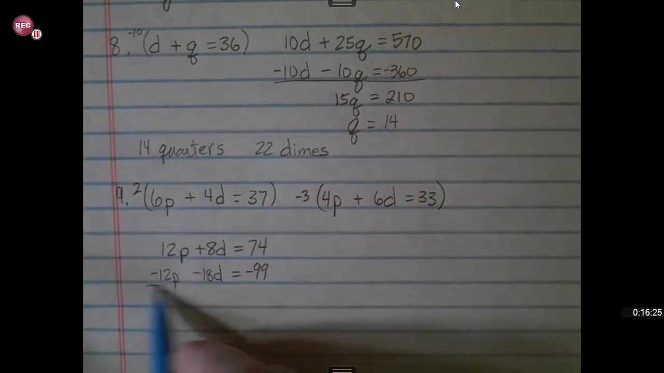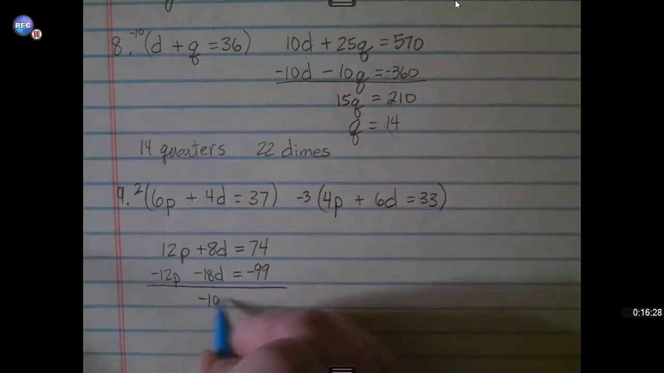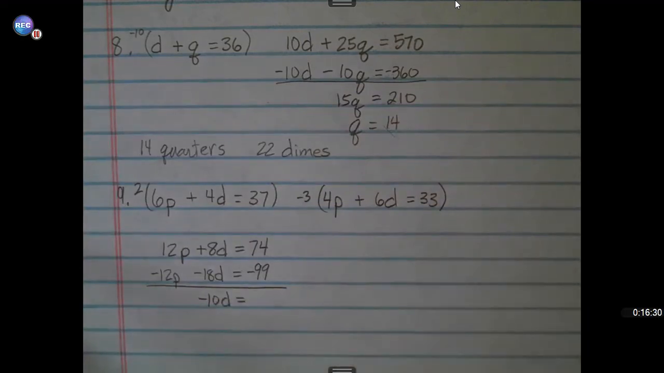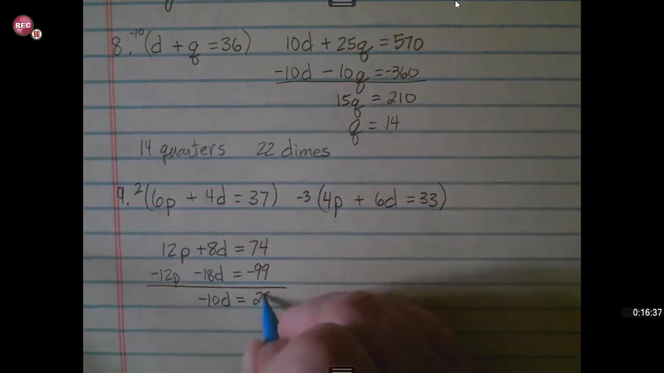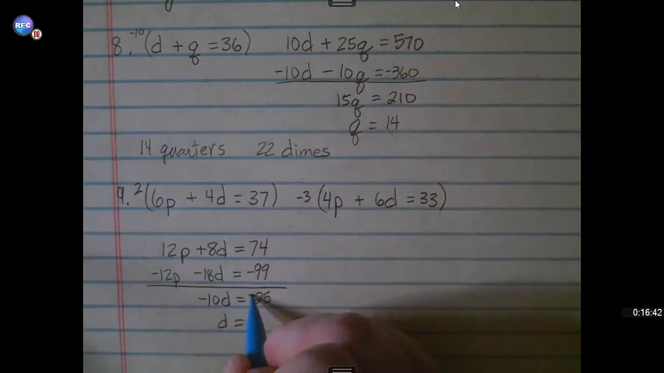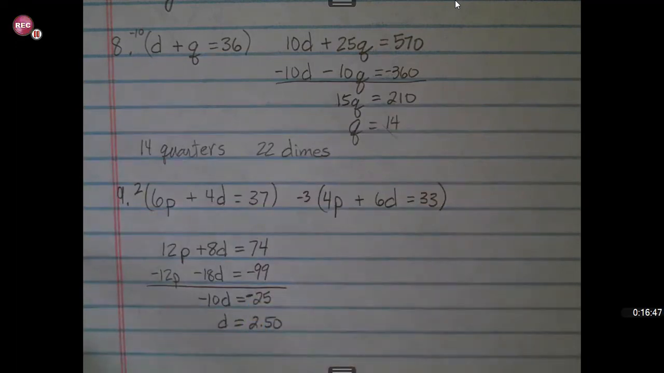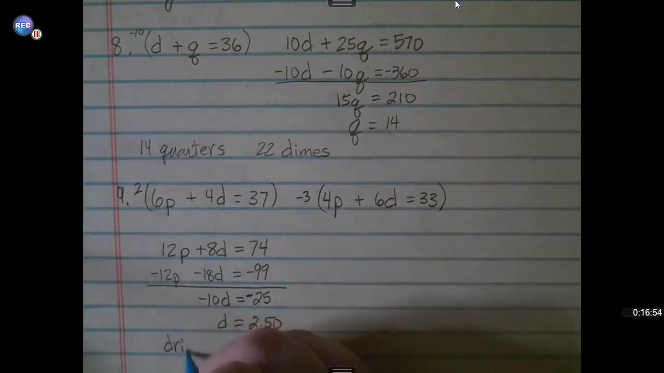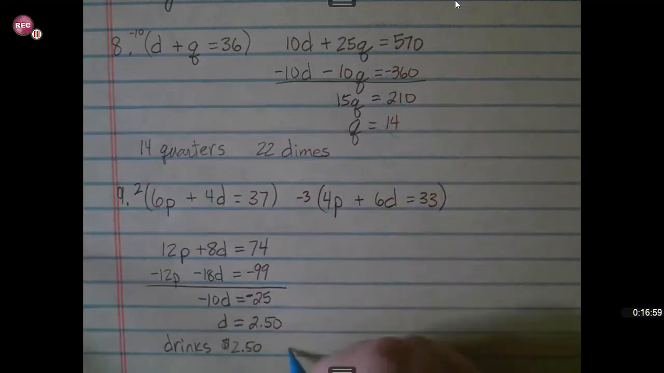So when I add them together, I get -10d equals -25. So d is 2.50. So drinks cost $2.50. And the question asks, how much does 1 drink and 1 slice of pizza cost? So drinks, 2.50. And pizza.